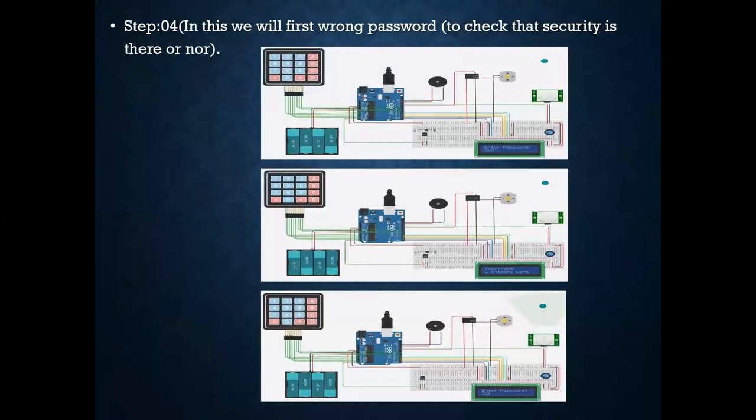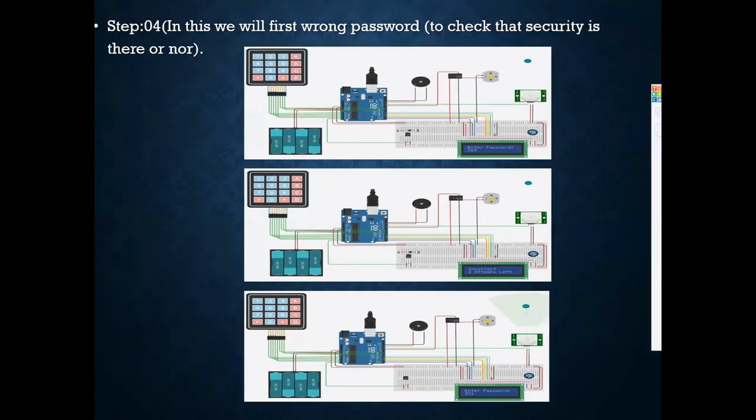The other correct password is 3214. But we have set it so that we can only attempt three times. So first of all, we will put a wrong password to check that our code is working for the password. As you can see, we put 369 and it's showing it's incorrect. That means our code is working. After this, we will put 3214.